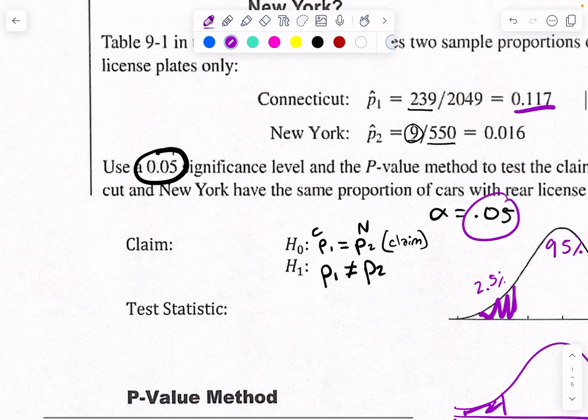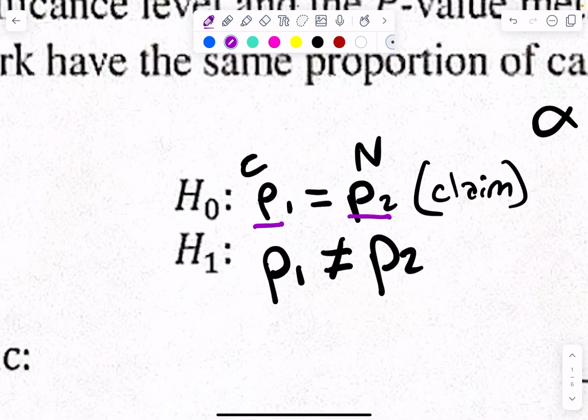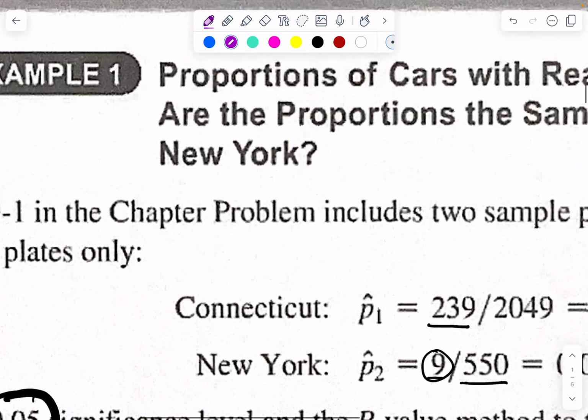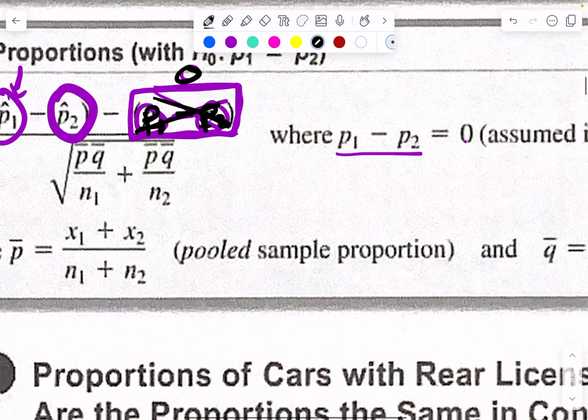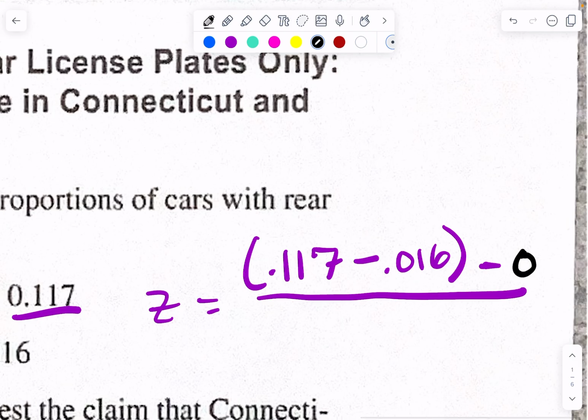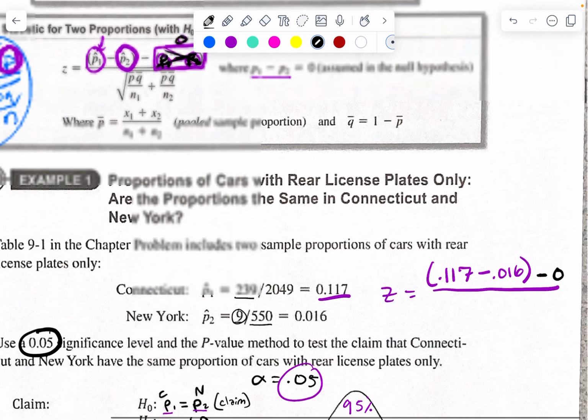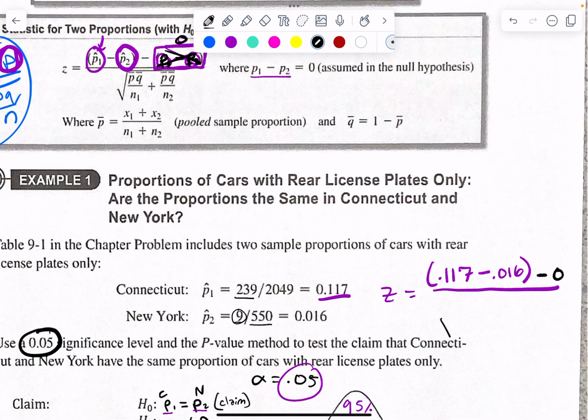If our hypothesis is that p1 is equal to p2, what's going to happen if these two things are equal and I subtract them? What happens if I take p1 minus p2 and they're equal to each other? Well, that's just going to come out to be 0. So that's why in the formula you end up with 0 here. Okay, so minus 0.